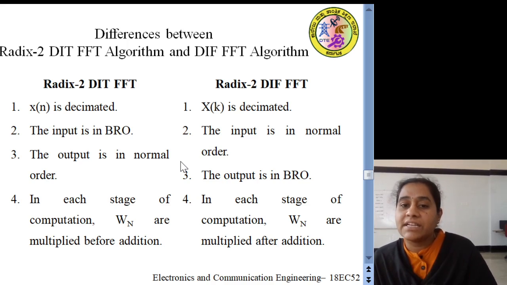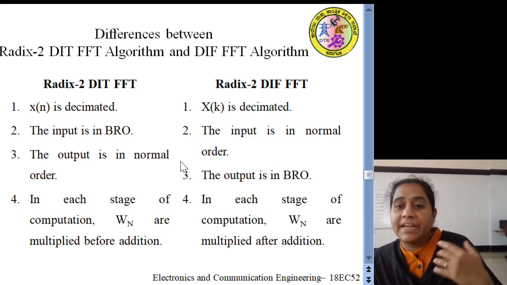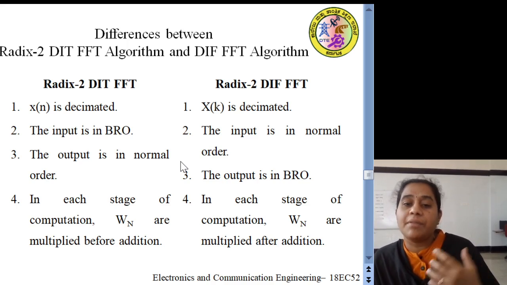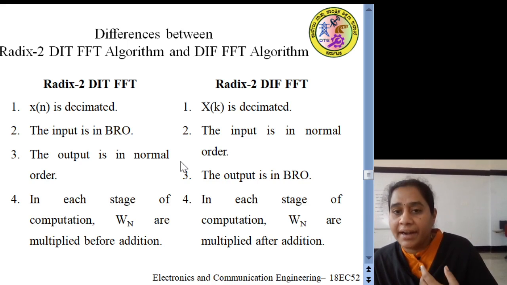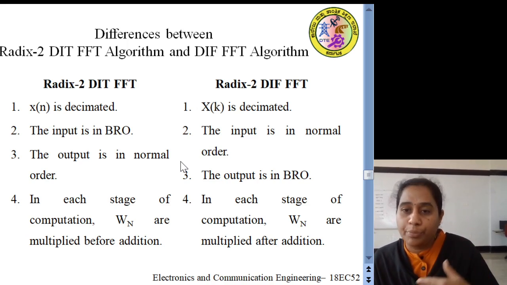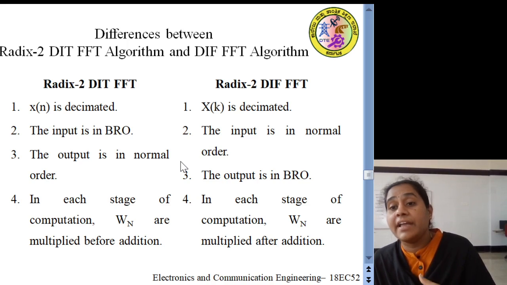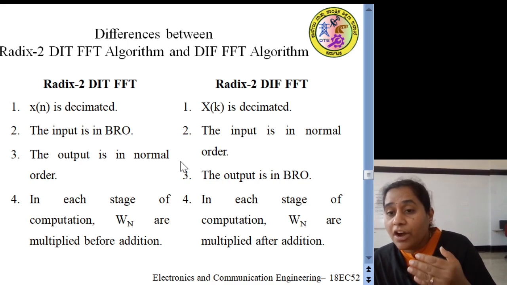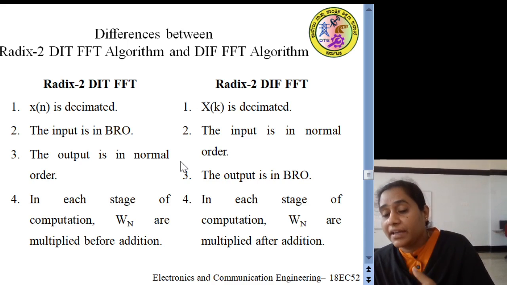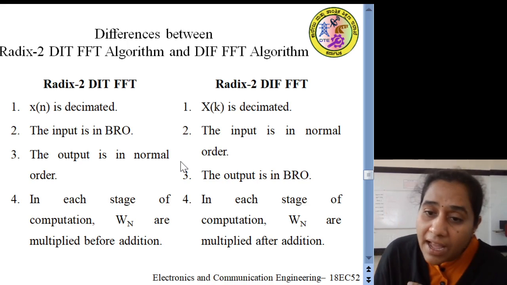Okay. So the next difference is the output. The output from the DIT FFT algorithm is in normal order, so in natural order we are going to obtain the output. But if you come to the DIF FFT algorithm, the output will not be in natural order. Instead, it is in bit reversal order.